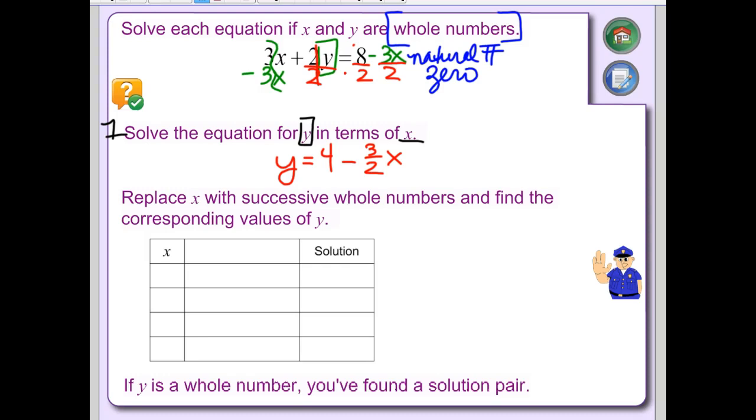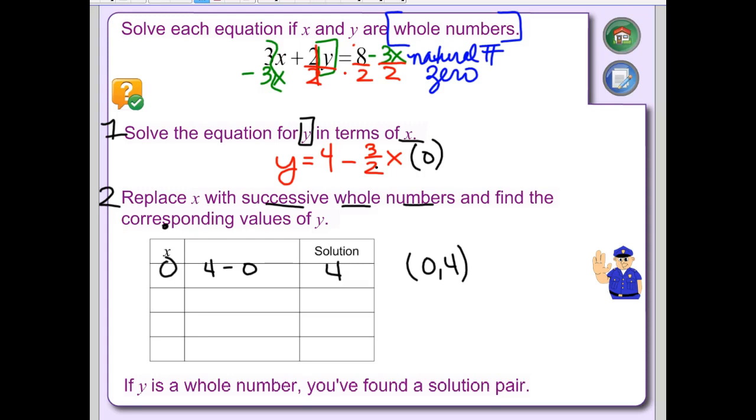Now, step number 2, we're going to use an input-output chart. We're going to replace our x's with successive whole numbers and find the corresponding value of y. So, if my x's are my whole numbers here, what's the first whole number? Yeah, 0. So we're going to plug in a 0 for x. If I do that, we're going to get 4 minus, well, 3/2 times 0 is 0, so we get 4. So guess what? Is 0 a whole number? Yes. Is 4 a whole number? Yes. So this ordered pair is a solution for that equation.